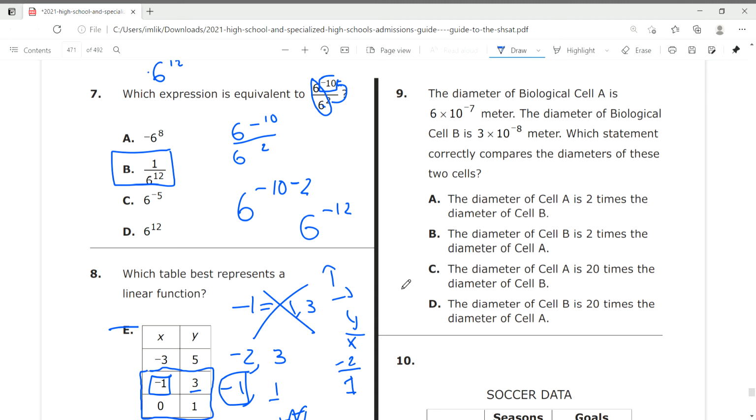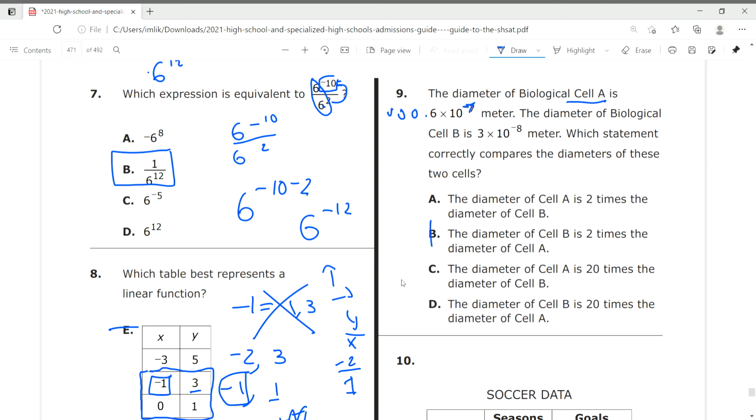Which statement correctly compares the diameters of these two cells? Okay, so as you should know, -7 means that there are 7 zeros in front of this, and -8 means that there are 8 zeros in front of this. So the number with fewer zeros in front of it is going to be bigger. If you have 7 zeros in front of you, you are going to be bigger than something with 8 zeros in front of you. So we know that cell A is bigger.